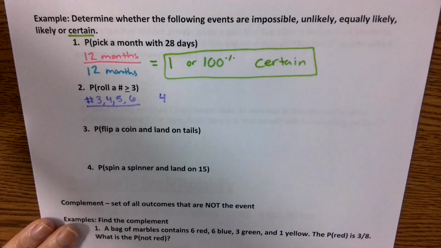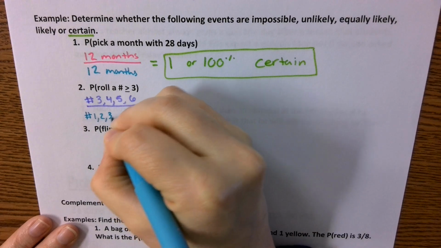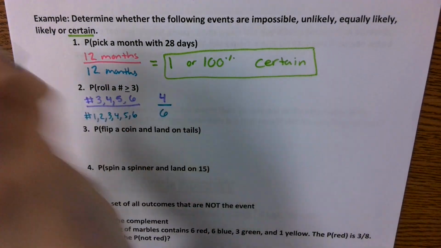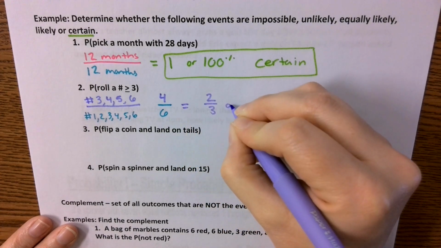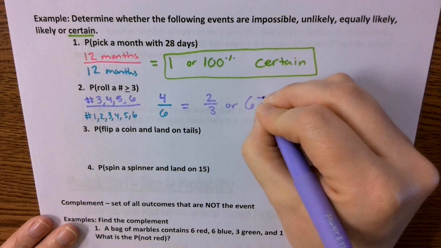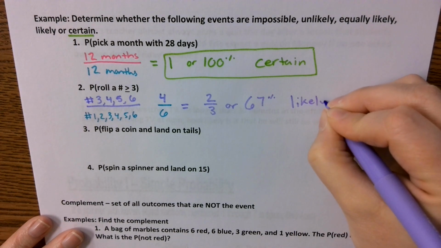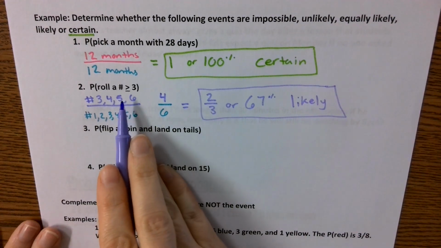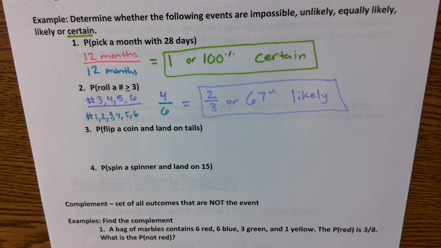And then the die has the numbers 1, 2, 3, 4, 5, and 6 on there. So you have 4 out of 6. 4 out of 6 can simplify to 2/3, or we can look at it as about 67%. That is considered to be a likely scenario. You have 4 total numbers on the die that satisfy the condition of being greater than or equal to 3, so you have 4 out of 6.